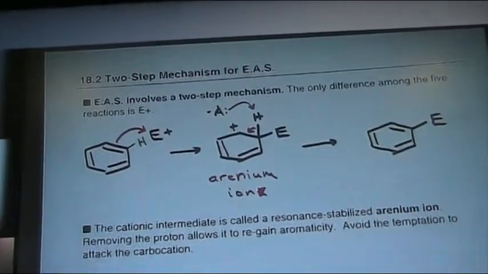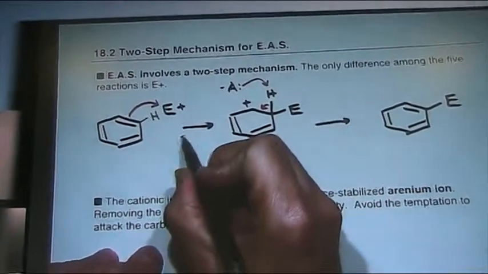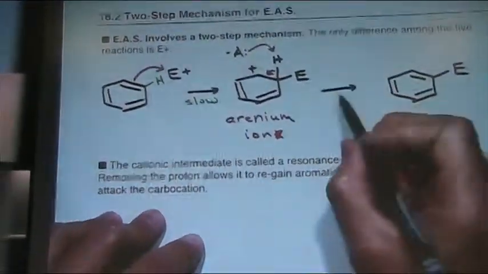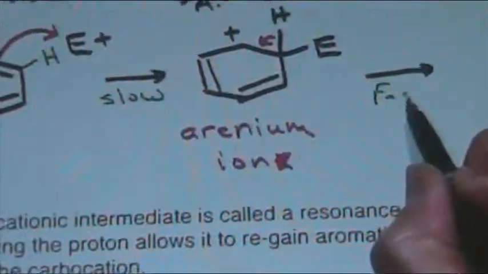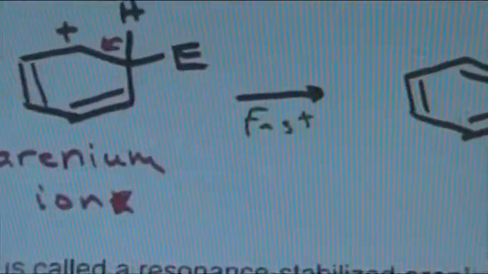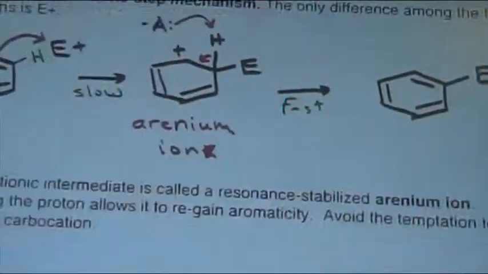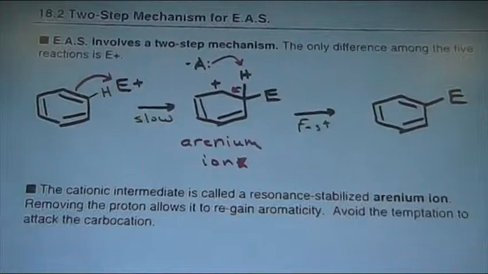Right, this first step is slow because you lose aromaticity, and I'll just write slow here. But this second step is really fast because it wants to regain aromaticity. Right? That was really pissed off there when it was an arenium ion, and we got to fix that.